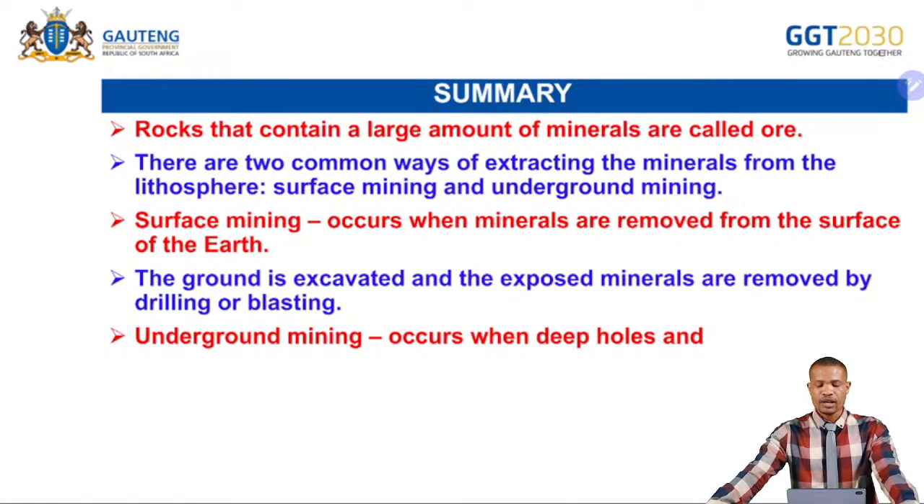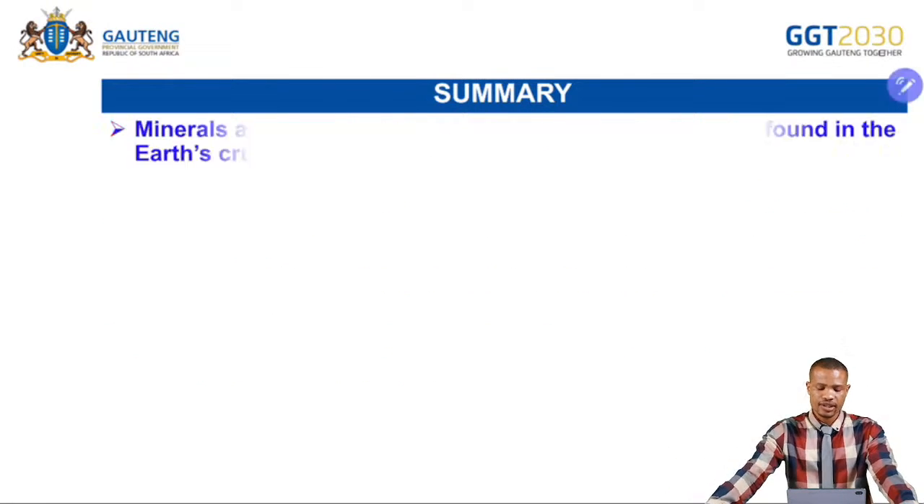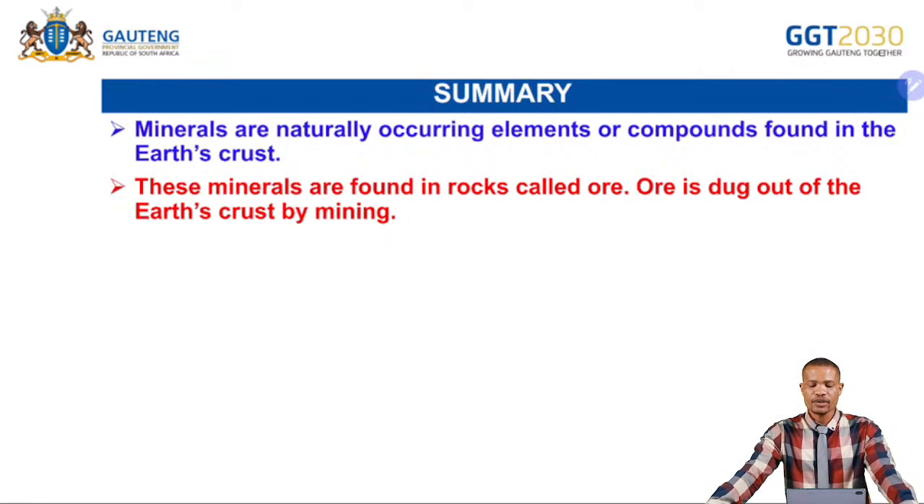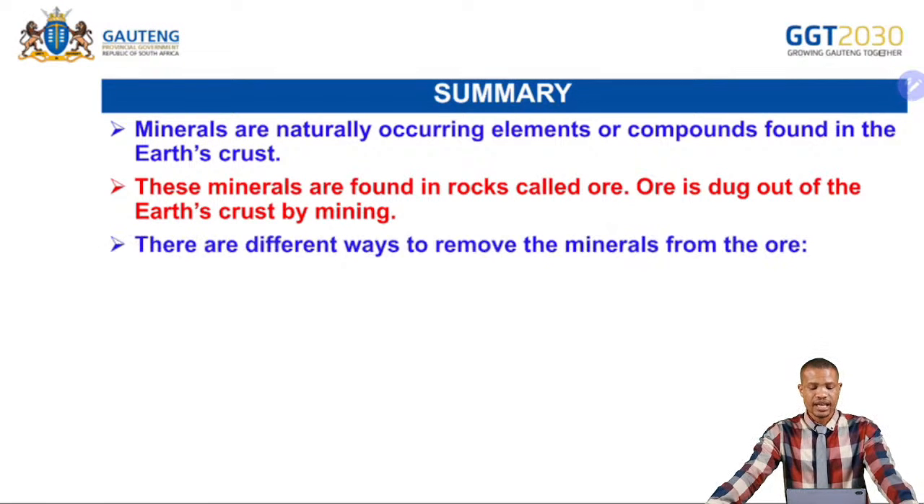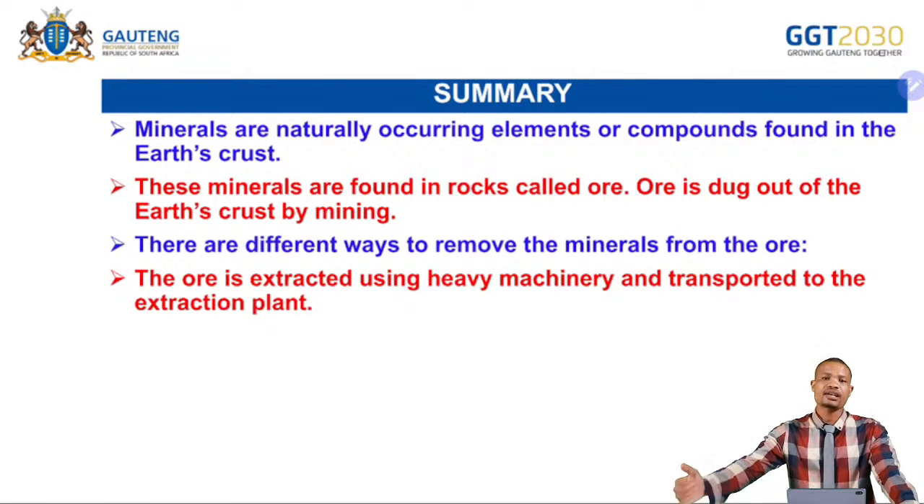Underground mining occurs when deep holes and tunnels are dug deep into the surface of the earth, deep underground. Minerals are naturally occurring elements and compounds found in the earth's crust. These minerals are found in rocks called an ore. An ore is dug out of the earth's crust by mining. There are different ways to remove the minerals from the ore. The ore is extracted using heavy machinery and transported to the extraction plant. This is underground mining.